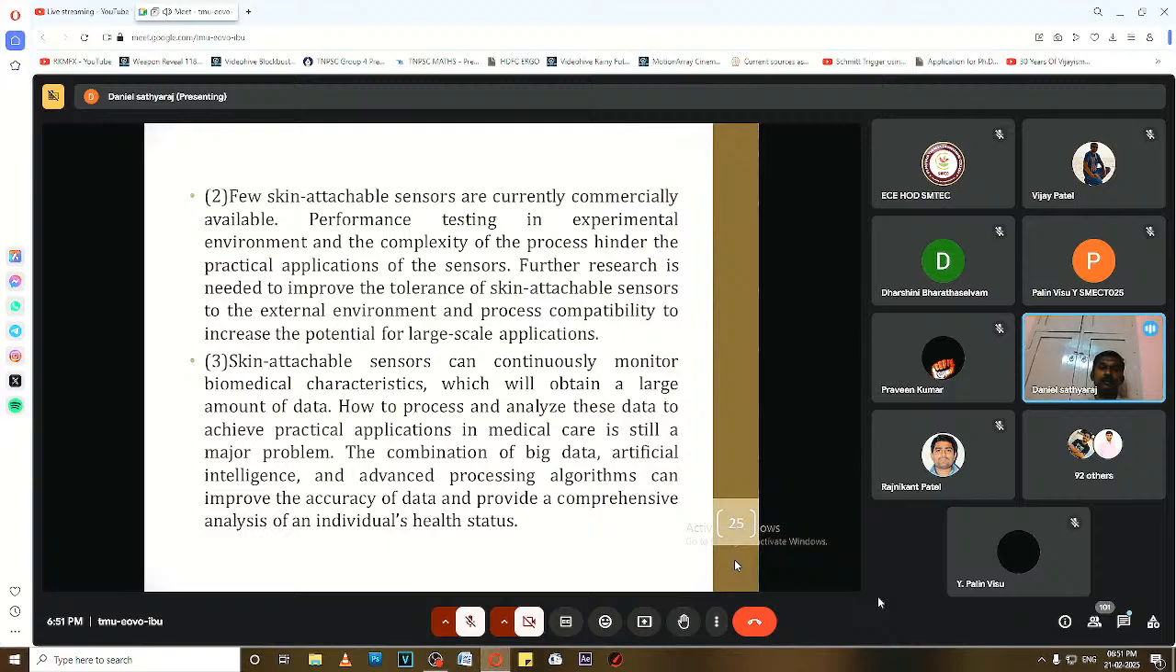And other types of sensors are also there, not only for humans, but for plants and for animals also.